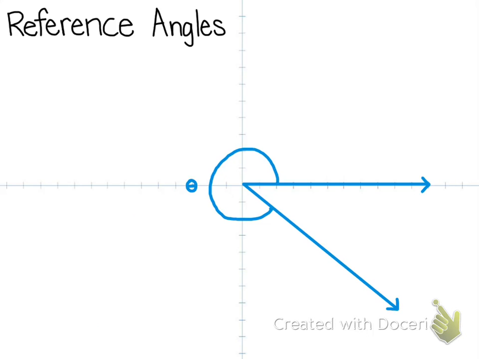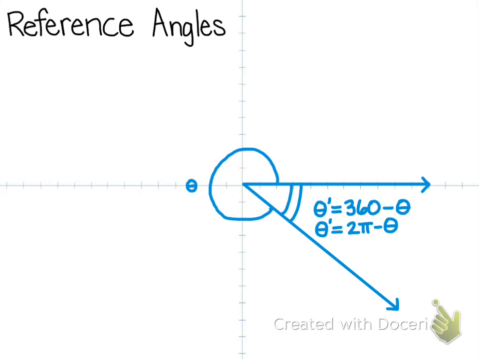When my angle falls in quadrant 4, this is an angle bigger than 270 but not quite 360. We want the angle from our terminal side to the x-axis. To find this angle, we're going to take our angle away from 360 degrees or away from 2 pi, depending on whether it's radians or degrees.